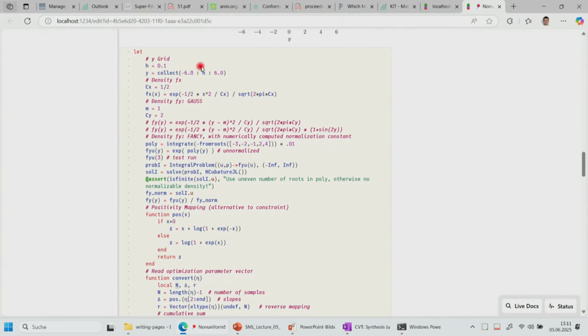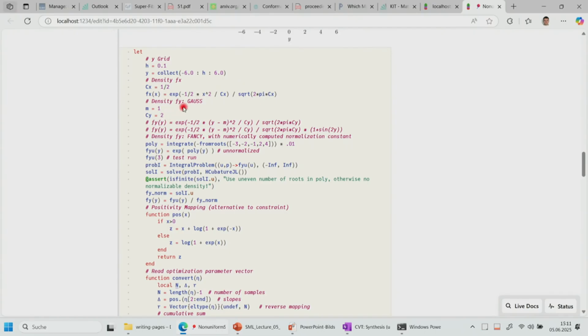So we set up the grid. These are the y values for the grid. They here go from -6 to 6. H is selected as 0.1. That's the interval width. Then we have Cx is 1/2, and this is our standard density. It's not a standard normal density in terms of unit variance, but this density where you just have e to the minus x squared.